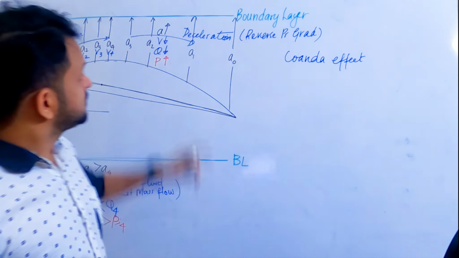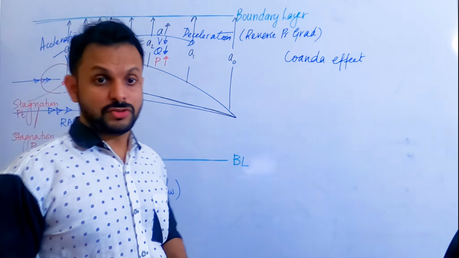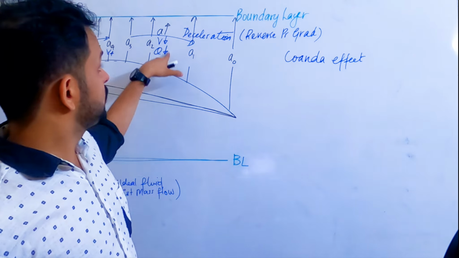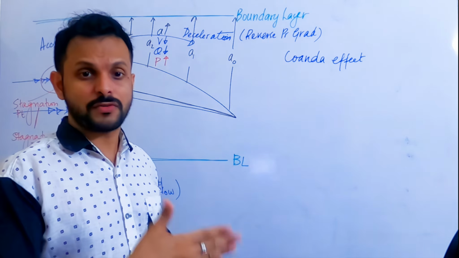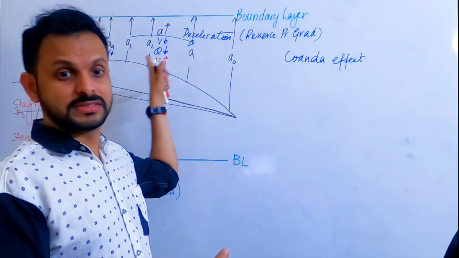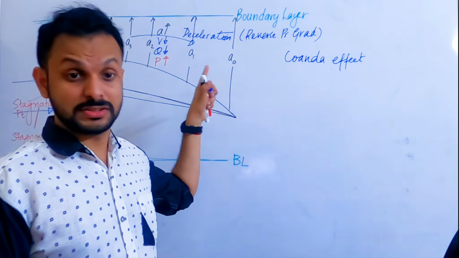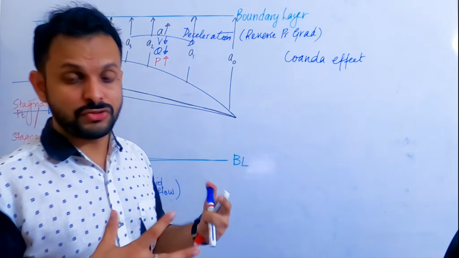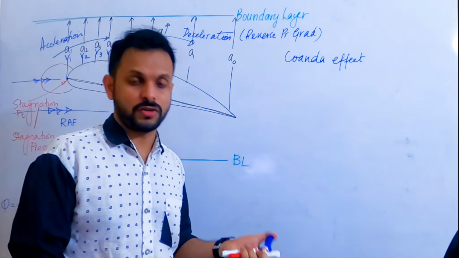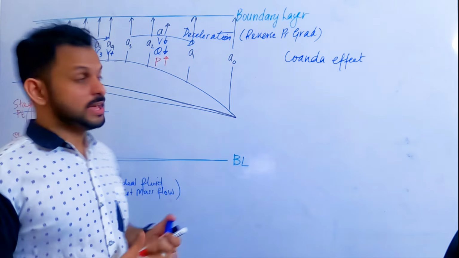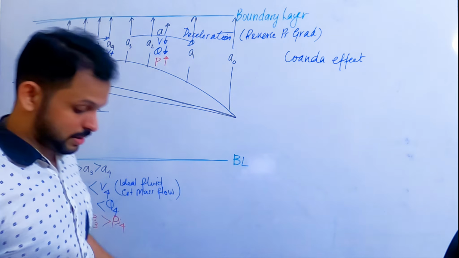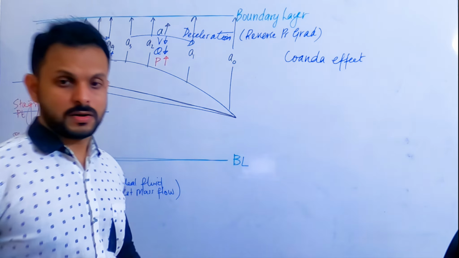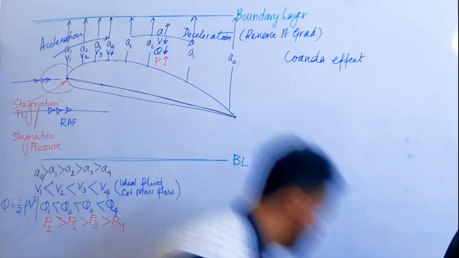Now, as the air starts decelerating, what happens to kinetic energy as velocity reduces? Kinetic energy is half m v square. So as there's a deceleration here, velocity is reducing, the kinetic energy, the energy of the air because of its motion, reduces, and therefore it now tends to become more non-uniform.